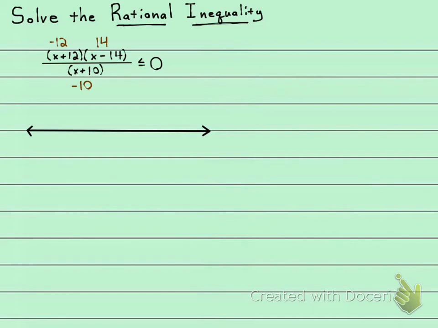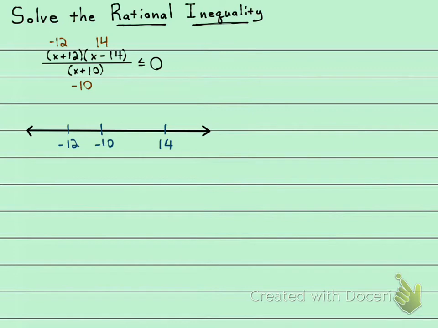So just keep that in mind for when we get to interval notation. Let's find our solution on this graph. I'm going to put down my boundary points. Let me do this in blue. I have negative 12, negative 10, and 14. Making a note that negative 12 is less than negative 10, so it goes on the left of the number line.